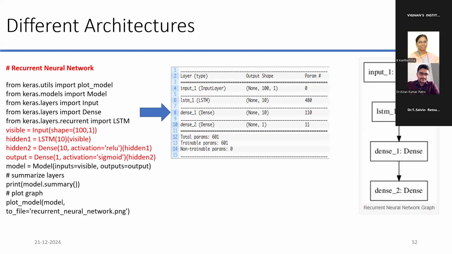Generally, recurrent neural networks are used for time series prediction, weather prediction, and sequential data. Suppose you want to predict over continuous time, then you can go with LSTM networks.